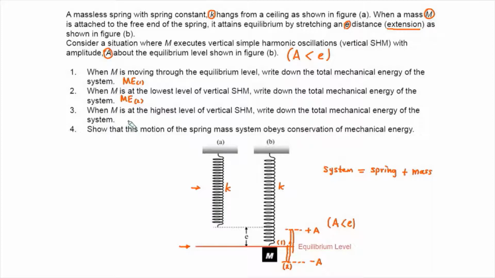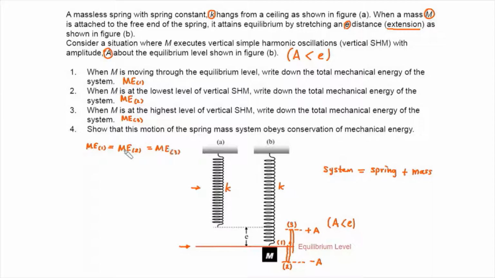And then part 3, when mass M is at the highest level of vertical simple harmonic motion. So that means this level 3, that's the highest level. So we want to find ME3, find the total mechanical energy of the system. Then the final part, show that this motion of the spring mass system obeys conservation of mechanical energy. So that means we need to show that mechanical energy at level 1 is equal to mechanical energy at level 2, and that's equal to mechanical energy at level 3.